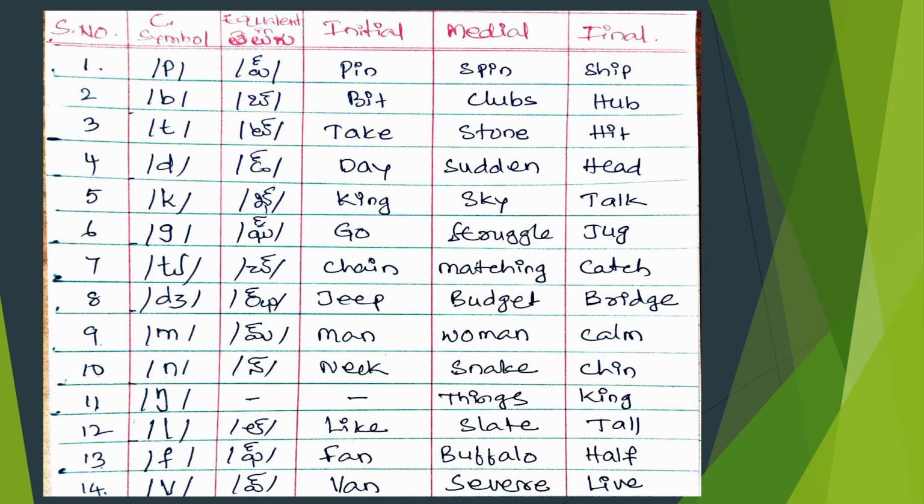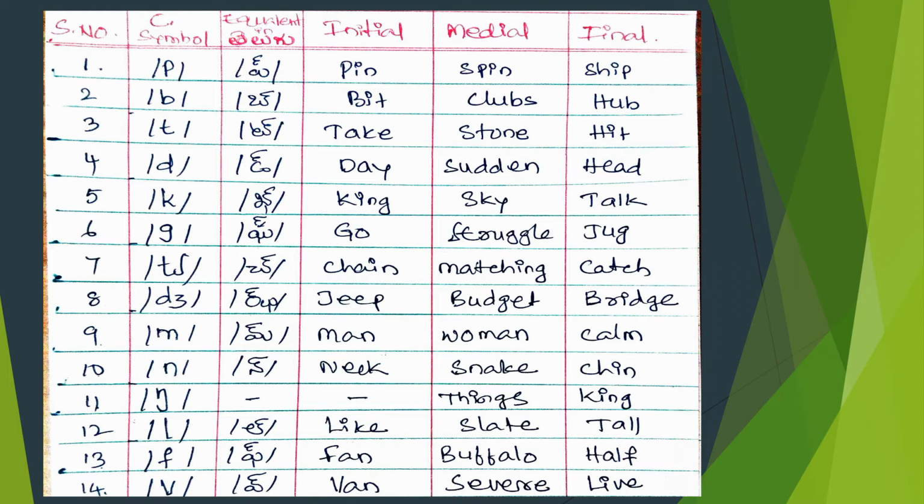Now, this sound v is represented with this letter in Telugu, and it happens initially, medially, and finally. Initially, it happens in the words such as van, very, like that. And medially, it happens in the words such as severe, several, slavery. And finally, it happens in the words such as live, hive, clive, like this. Please go on preparing at least 5 words for initial, medial, and final.